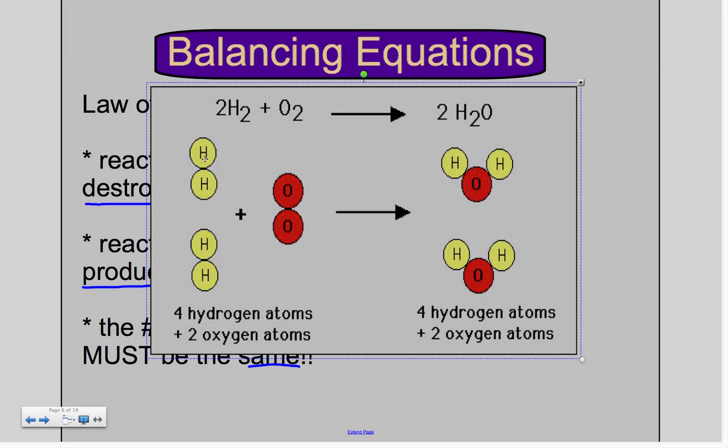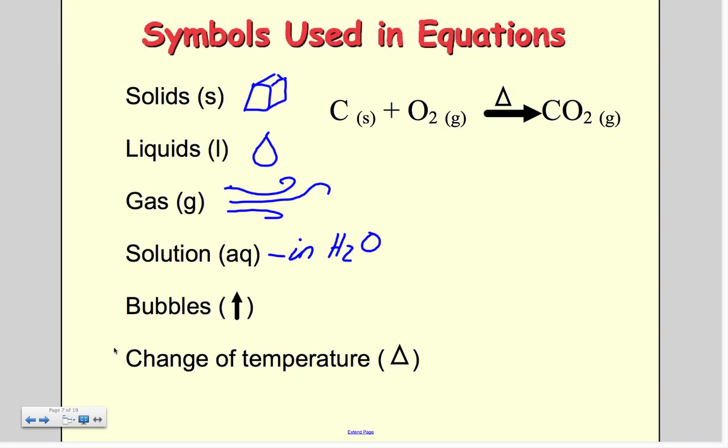So if I count 1, 2, 3, 4 hydrogens before the yield sign, and then I come over to after the reaction has happened, I have 4 hydrogens. Again, 1, 2, 3, 4, the little Mickey Mouse. And then I have 2 oxygens and 2 oxygens. So this is very simple. If it helps you to draw them out, then I would draw them out. Most of the time you can do them in the grid method that we're about to do.